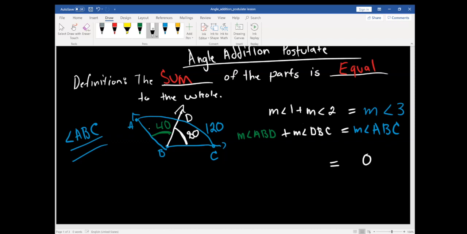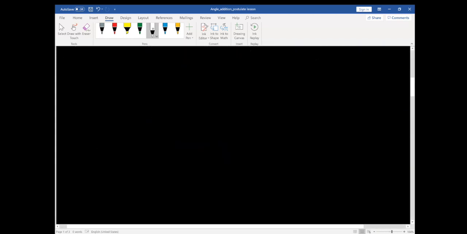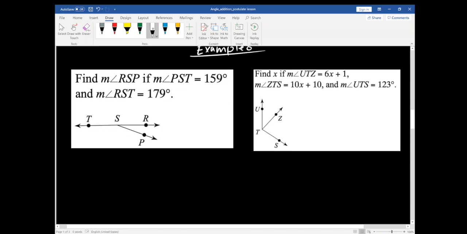Hope this is making sense. And if it's not, you guys can go ahead and replay this several times before you move on to the examples. Now let's go over two examples.